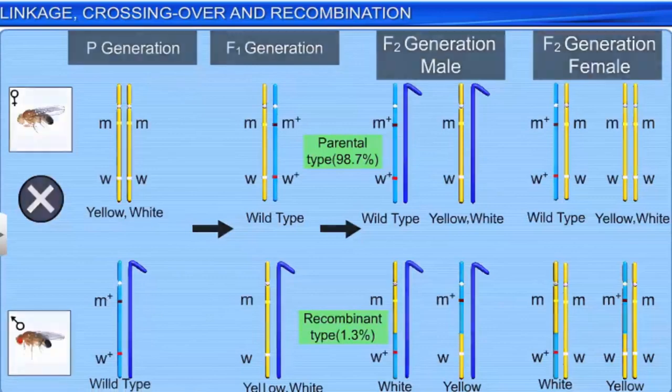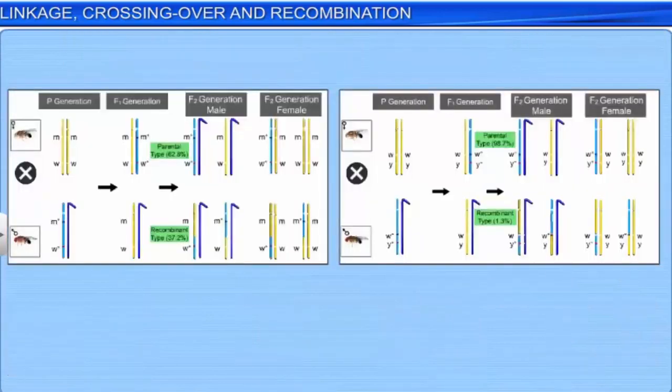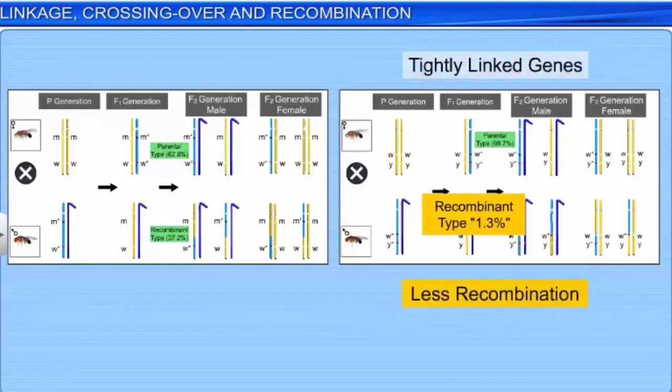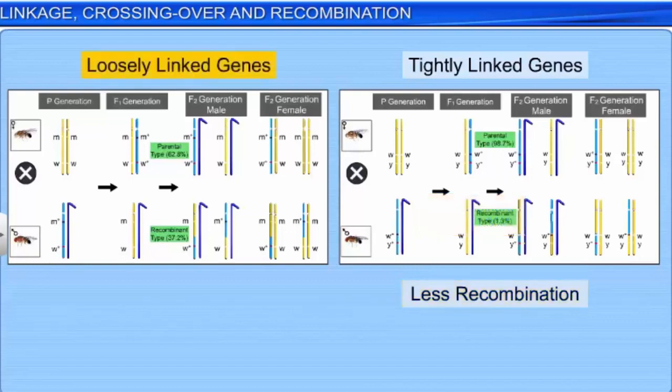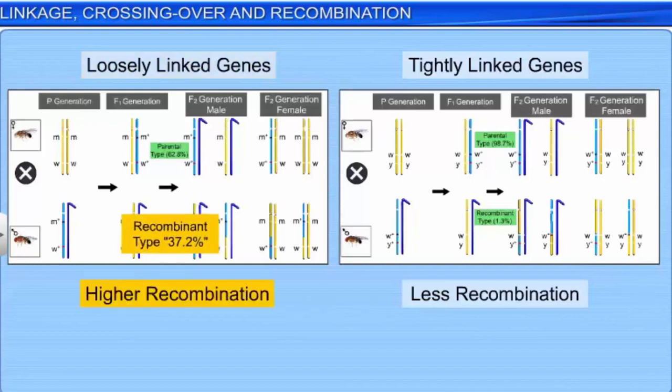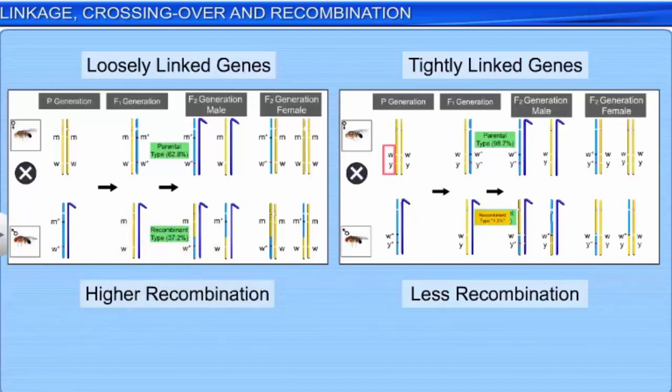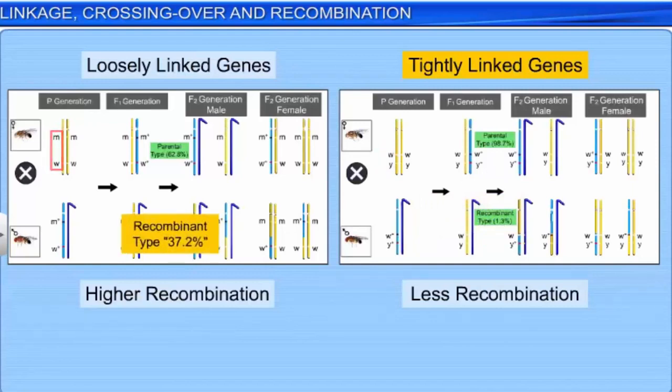From his experiments, Morgan noticed that tightly linked genes, or genes nearer to each other, showed very little recombination, while loosely linked genes, or genes far from each other, showed higher recombination. For example, the yellow and white genes showed a recombination of just 1.3%, as these genes were tightly linked, while the white and miniature genes showed a recombination of 37.2%, as these genes were loosely linked.